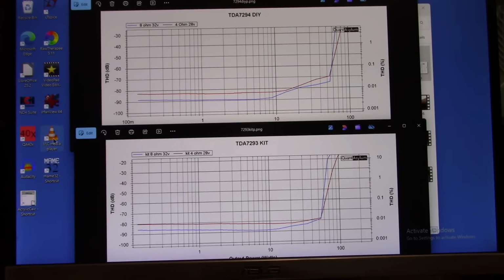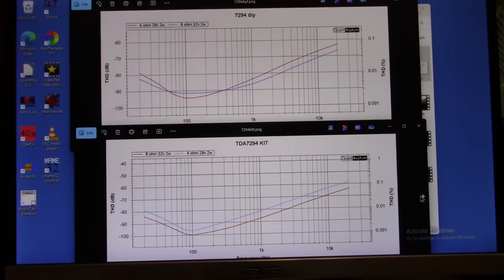Okay, so now I switch the bottom graph to the 7293, and well, it's no surprise, it's virtually the same as the 7294. They're really the same chips. Like I said, there's some different pins on the 93 that give it some extra functionality if you want that.